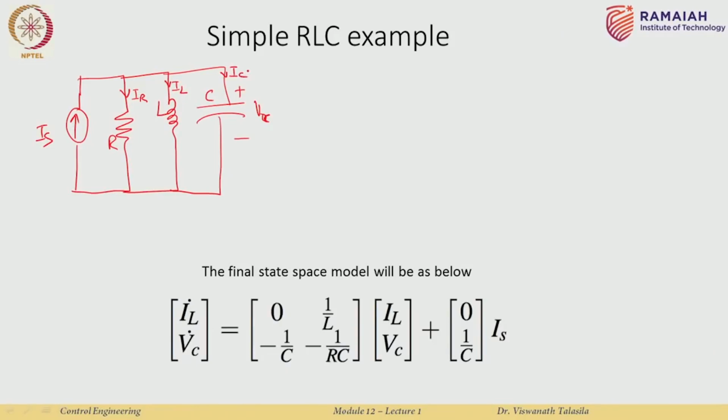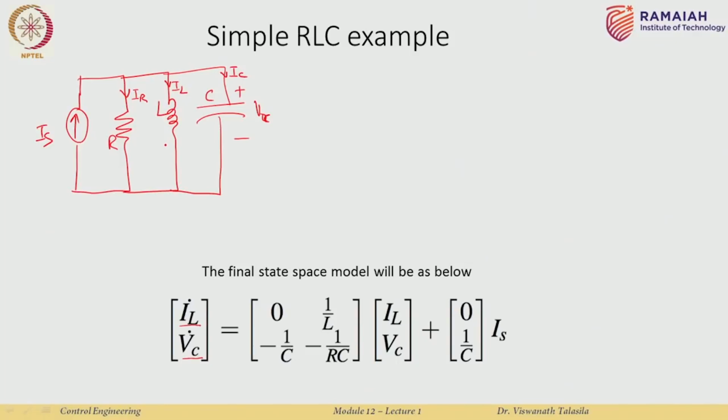And now what we want to do is to write down the state space model for this one, and you can see that I have already considered the two states as being the current through the inductor and the voltage across the capacitor. The reason for that is because this particular RLC circuit has two energy storing elements, one is the inductor, one is the capacitor, hence you will have two states and not more than that.